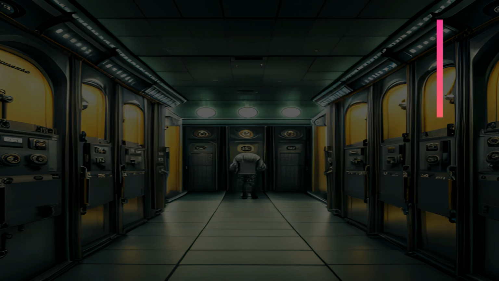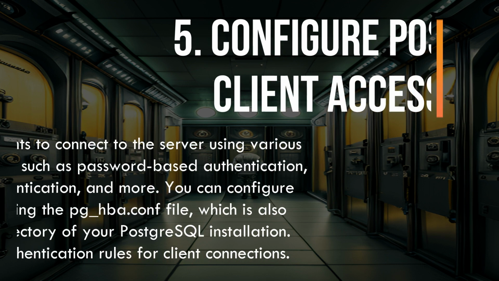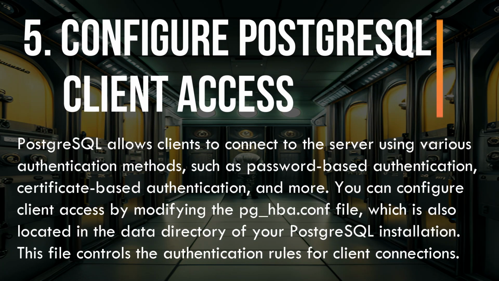5. Configure PostgreSQL client access. PostgreSQL allows clients to connect to the server using various authentication methods, such as password-based authentication, certificate-based authentication, and more. You can configure client access by modifying the pg_hba.conf file, which is also located in the data directory of your PostgreSQL installation. This file controls the authentication rules for client connections.